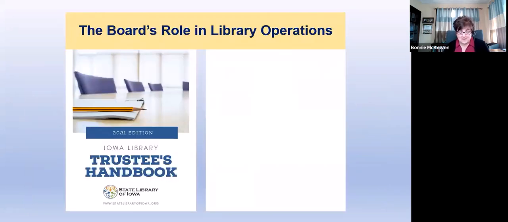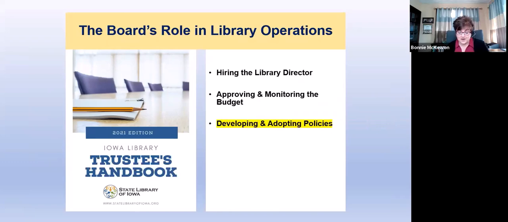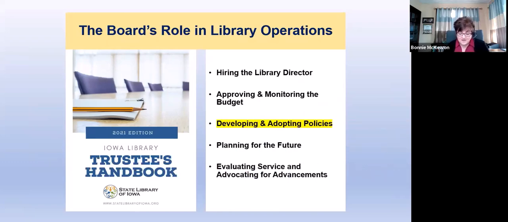And one more recap. In Iowa, library boards have a great deal of authority over library operations. Essentially, the 5 major responsibilities shown here are referred to as administrative authority. From the Iowa Library Trustees Handbook, you'll see that developing and adopting policies is one of those 5 primary responsibilities.